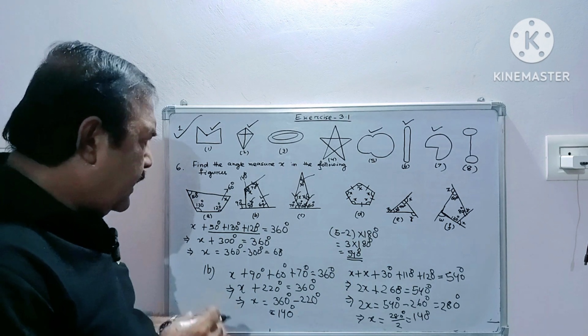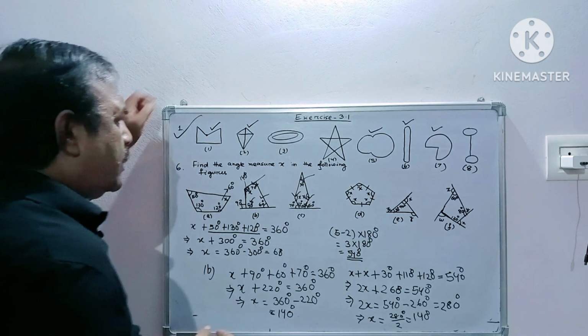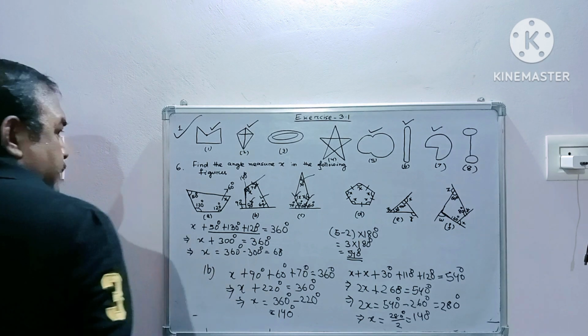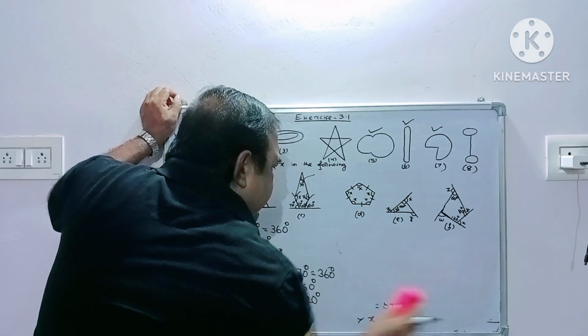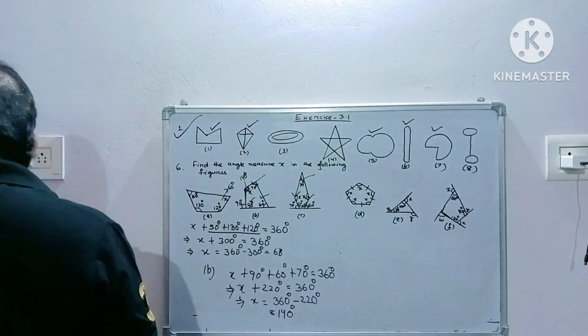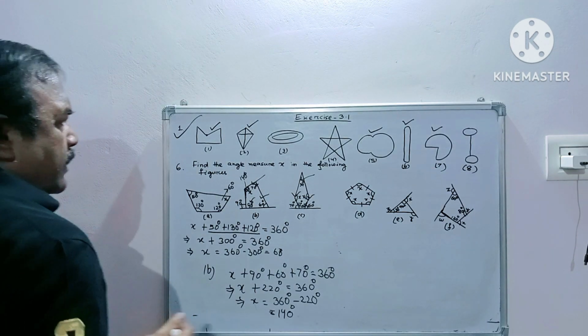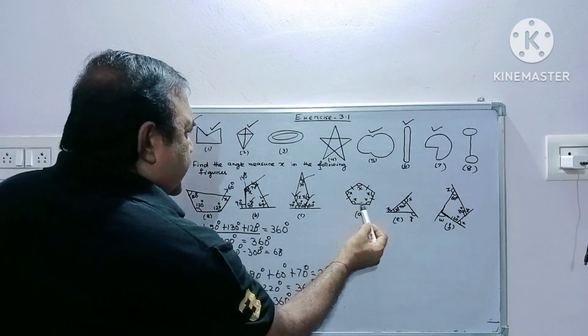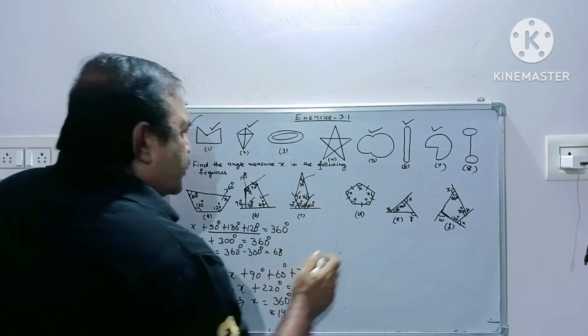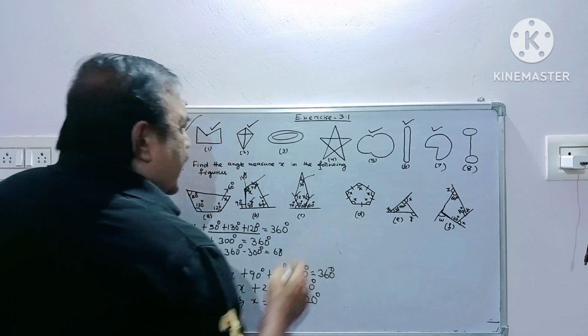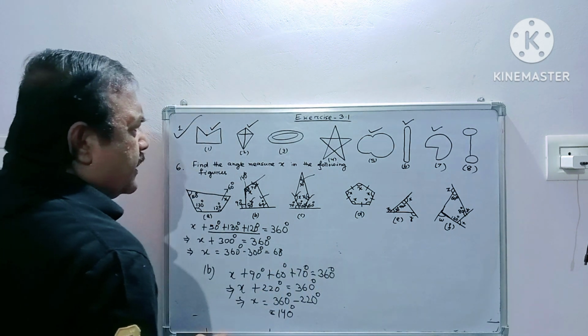It is also a pentagon. So what is the sum of the interior angles? That will be 5 sides, 1, 2, 3, 4, 5. It is a pentagon. So the sum of the interior angles will be 540 degree. And it is a regular pentagon, you see.